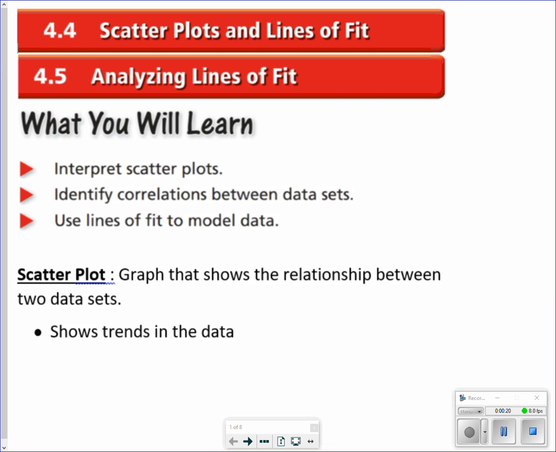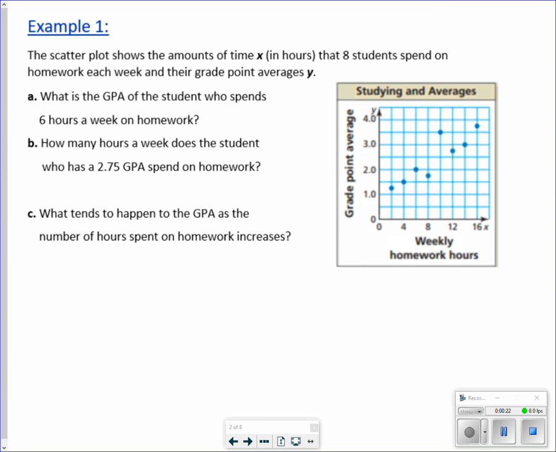Let's talk about a scatter plot. A scatter plot shows the amounts of time x, in hours, that 8 students spend on homework each week and their grade point averages. So what is the GPA of a student who spends 6 hours a week on homework? I'm looking over here at the graph and I see 6. Then I go up to the dot on the graph, and that's a 2.0 GPA for somebody who is going to spend 6 hours a week on homework.